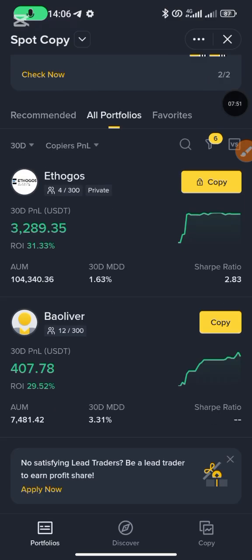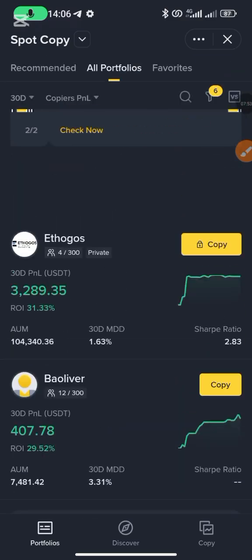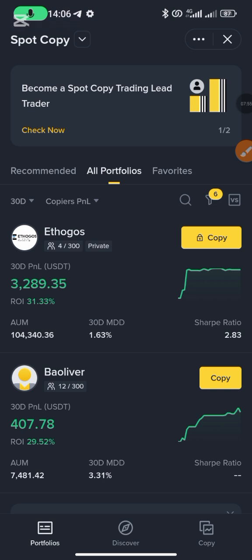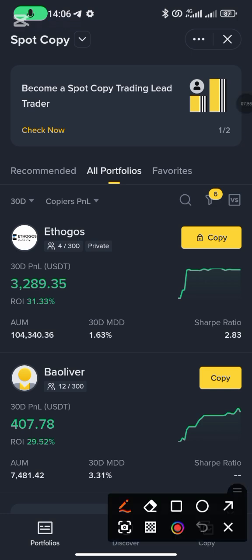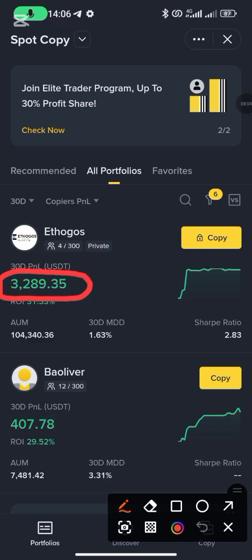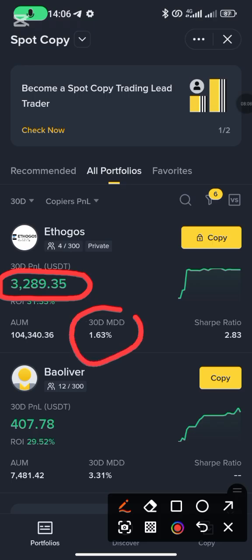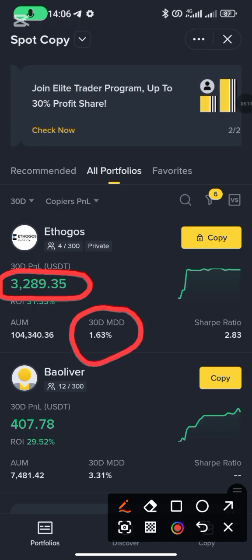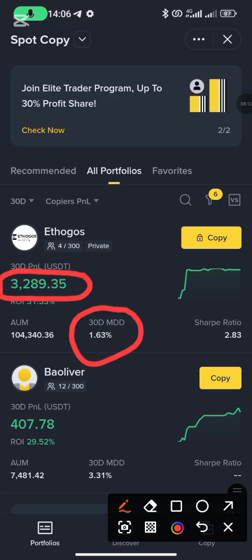So now after applying our filters, this is what we were able to get. You can see this first one here. Let us analyze what this first person has. You can see that this first person has made a profit of $3,289. Okay, and now look at this person's maximum drawdown. This person's loss within the last 30 days is 1.63. I think it's a good buy.